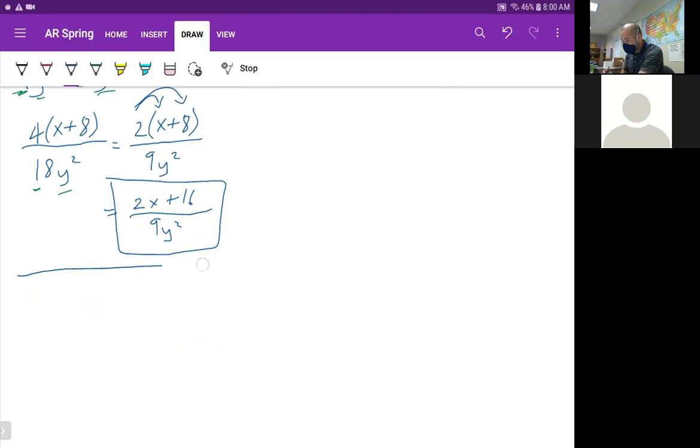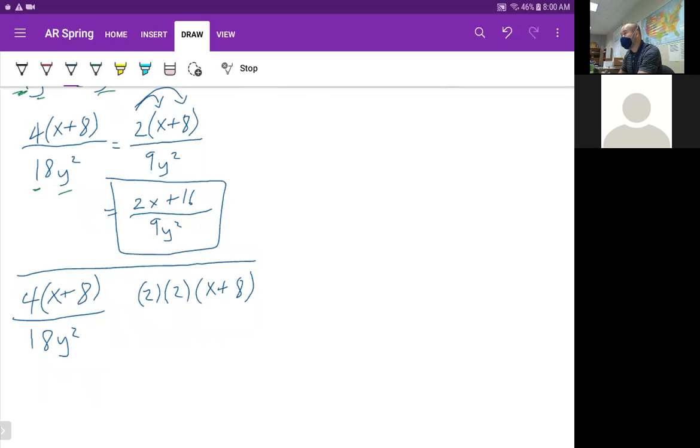So I'm going to take this one again. It's 4x plus 8 divided by 18y squared. And then I'm going to make this 2 times 2 times x plus 8. Right, 2 times 2 is 4, right? Mhm. And then down here, I'm going to do 2 and 9. And then y squared.